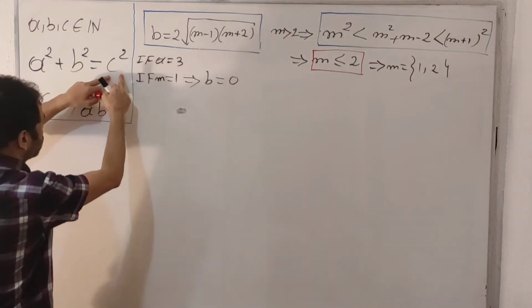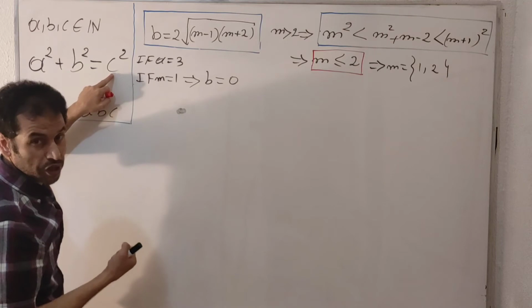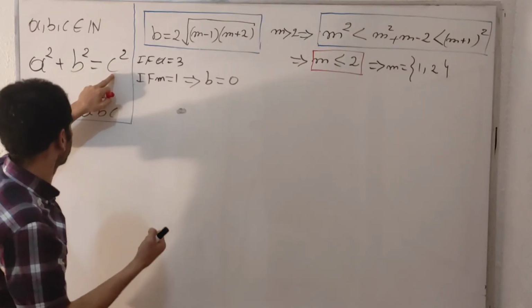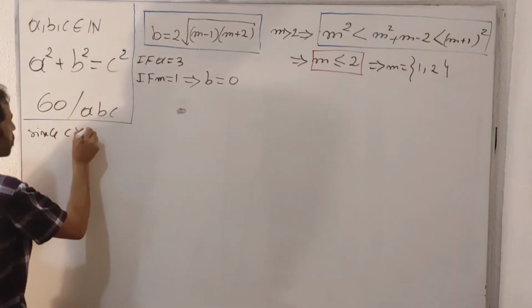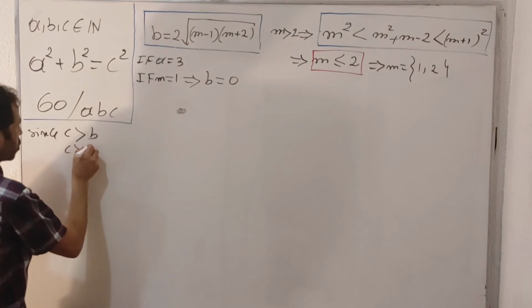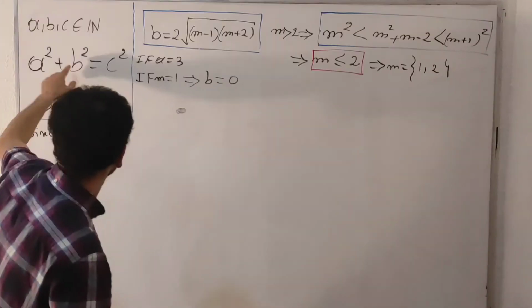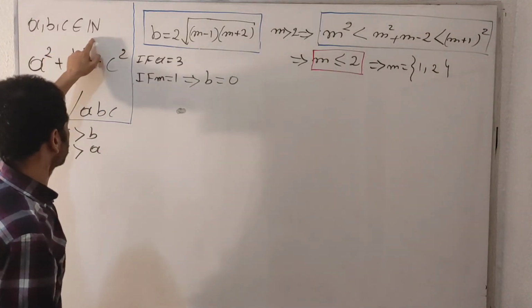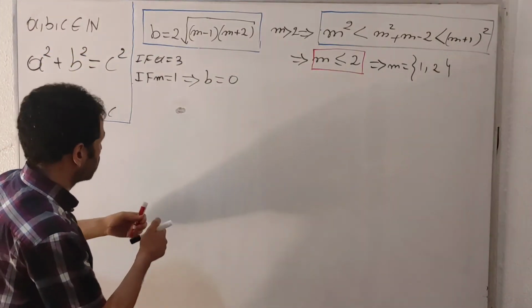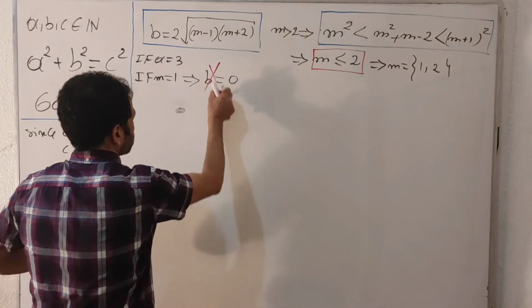Since we have the sum of two squares equals c square, that means c is strictly superior than a and c is strictly superior than b. In addition, b must be a positive integer, because we have the natural numbers. Natural numbers don't count 0. Okay, so that means this case doesn't work.